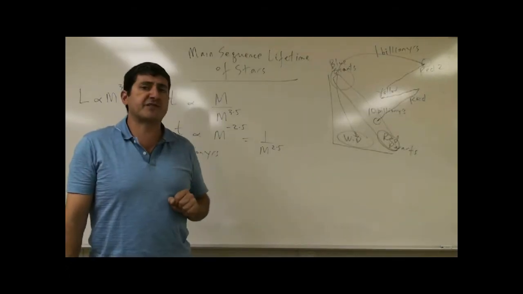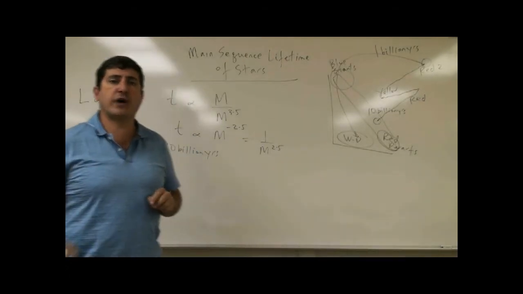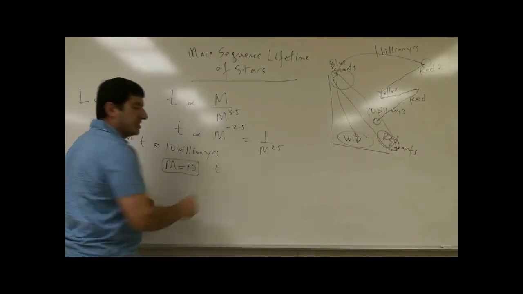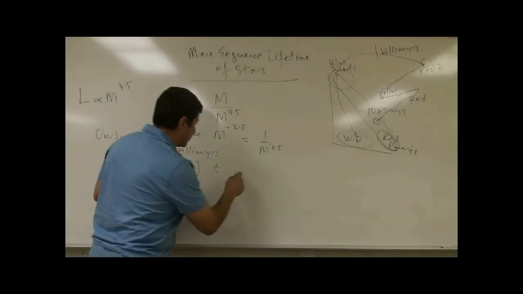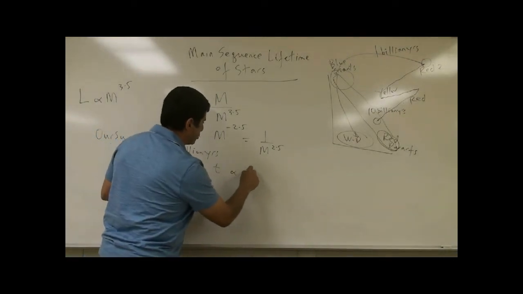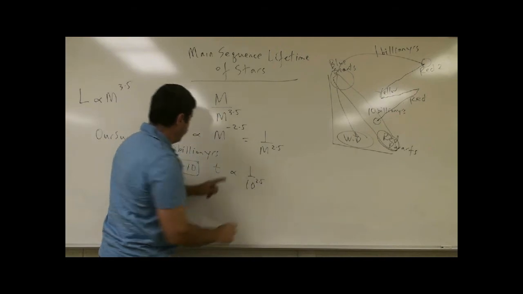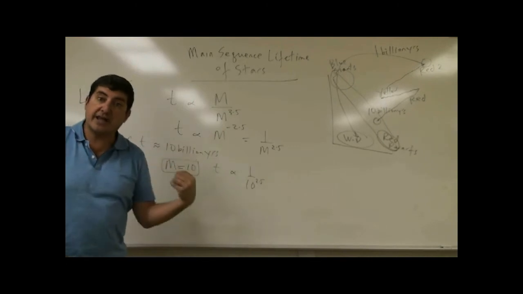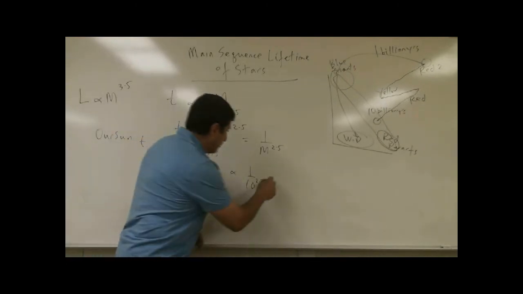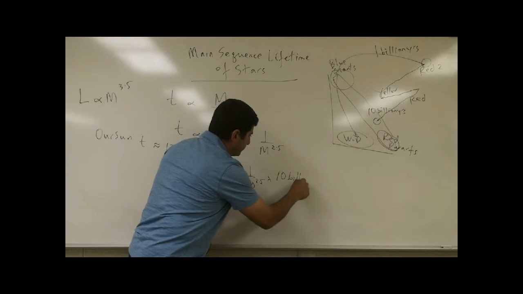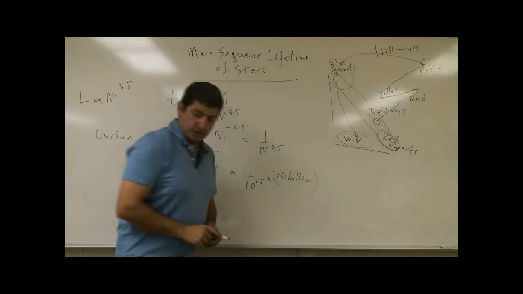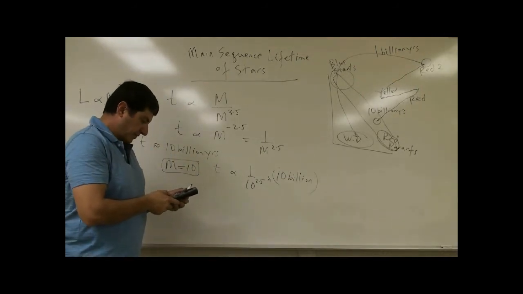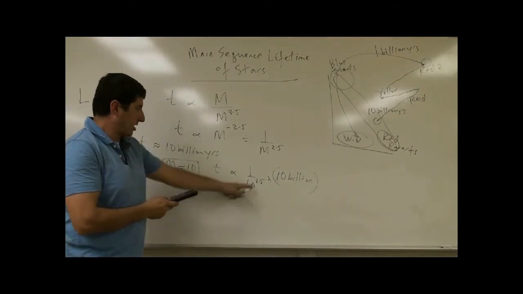Now we can compare the lifespan of other stars to the sun. What if you have a star that's 10 times heavier? What would its lifespan be? Well, what we can do now is say the lifespan is proportional to 1 over 10 to the 2.5, because the mass of the star is 10 times the sun. And since the lifespan of the sun is 10 billion, we multiply this by 10 billion. So what do we get? 10 divided by 10 to the 2.5.